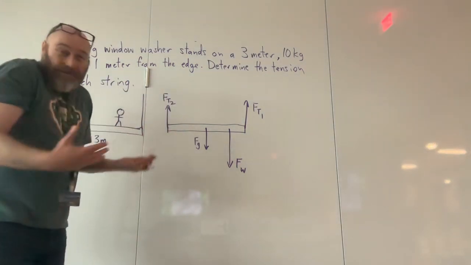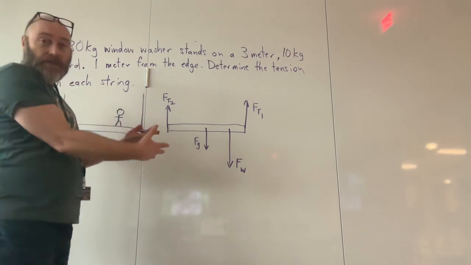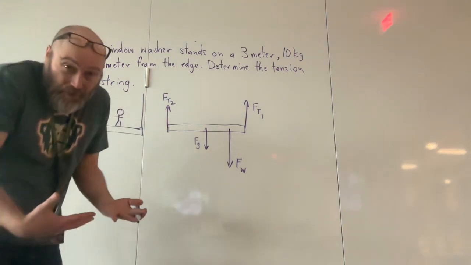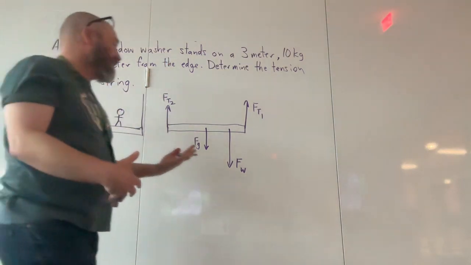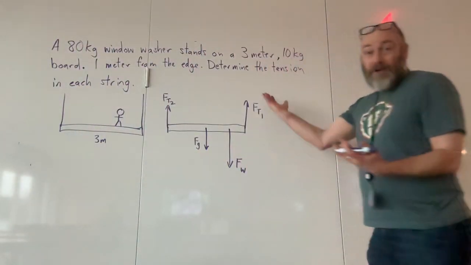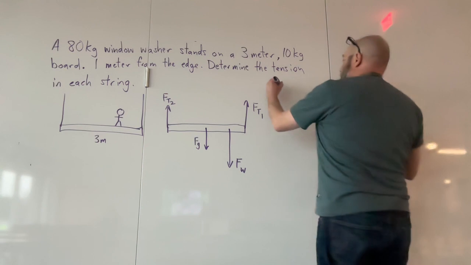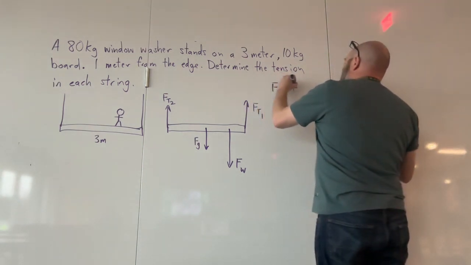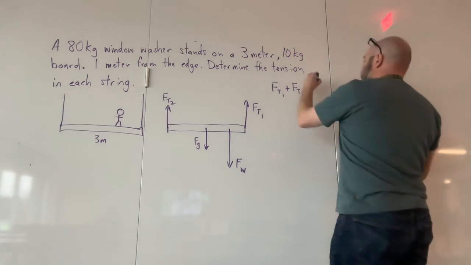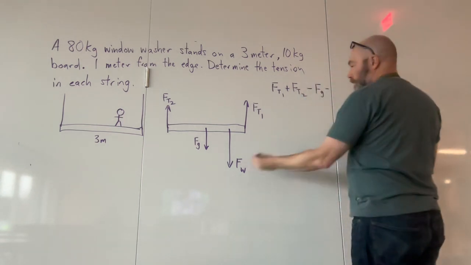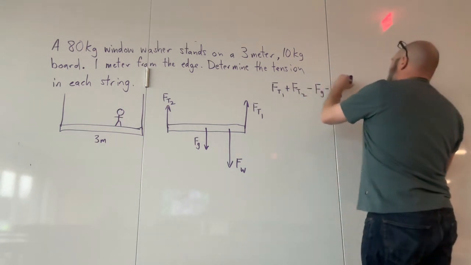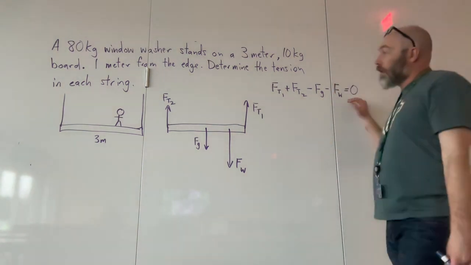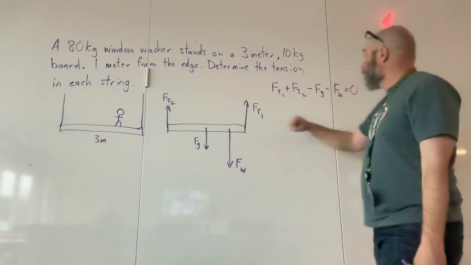And then what do you do after that? Well, you use your FBD to write your equation. Let's write the force equation first, because the force equation is going to be easy. All the force one way minus all the force the other way. So I'm going to say FT1 plus FT2 minus FG minus the force from the window washer has to equal 0. Why? Because our board is in equilibrium.